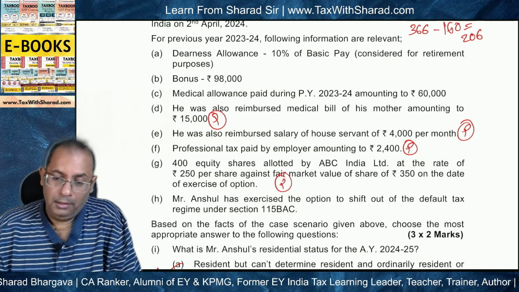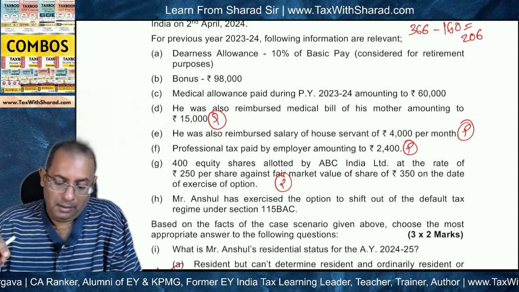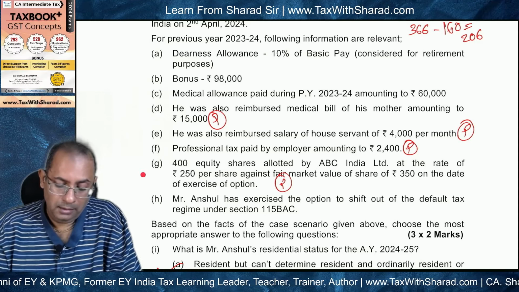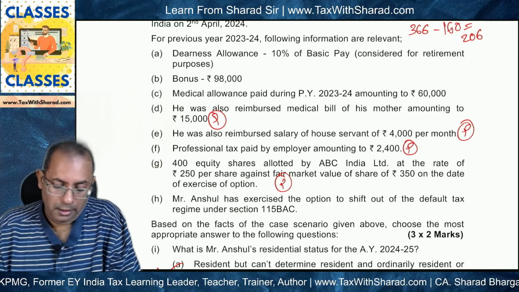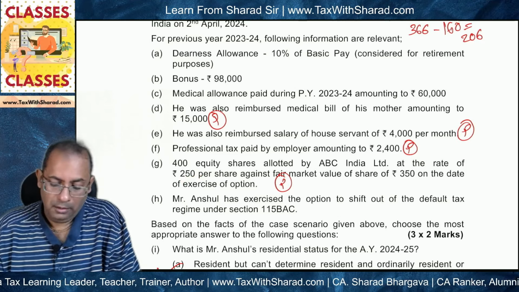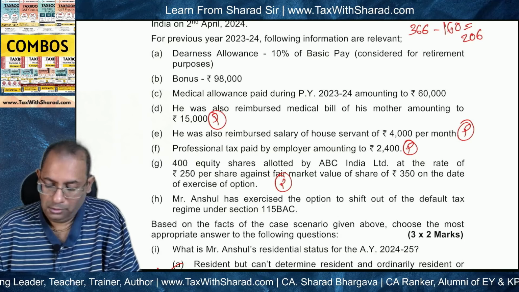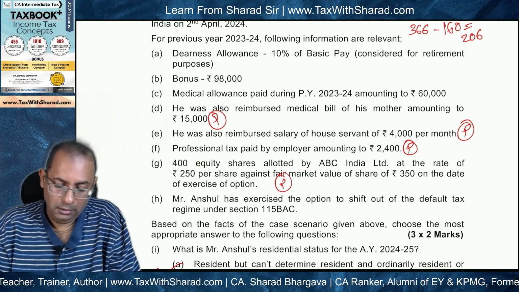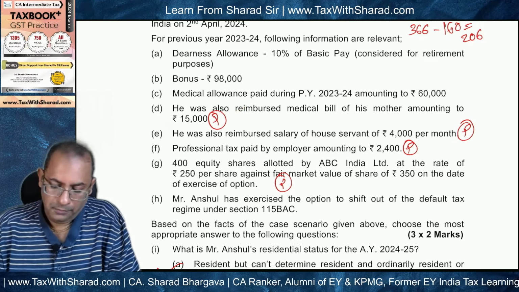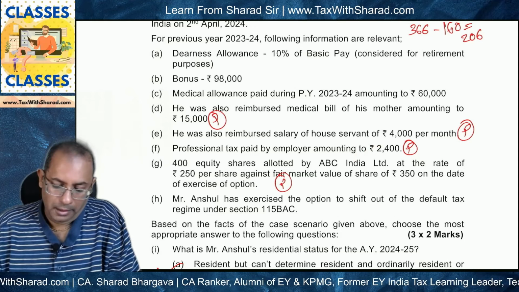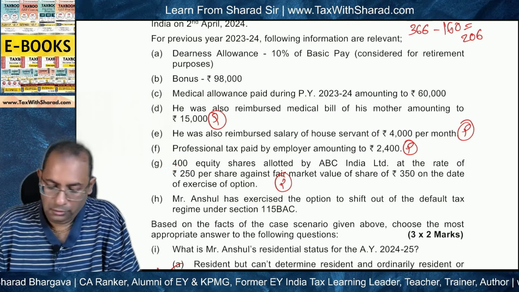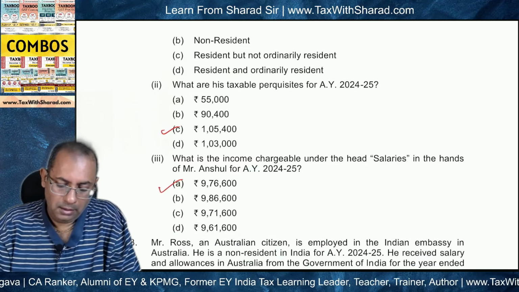Professional tax paid by the employer, while a deduction is given from the gross salary income under section 16, first it needs to be added in the salary income as perquisite. So this will be added. And then ESOP, 400 equity shares allotted at the rate of 250 per share against fair market value of 350. So 350 minus 250 is 100 per share and into 400 shares. So this becomes a perquisite. So if we add all these up, 15,000 plus 48,000 plus 2,400 plus 40,000 for ESOP, this comes to 105400. So this is the correct answer. Okay.